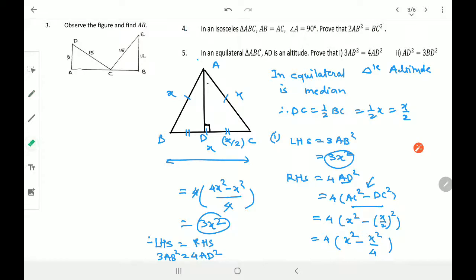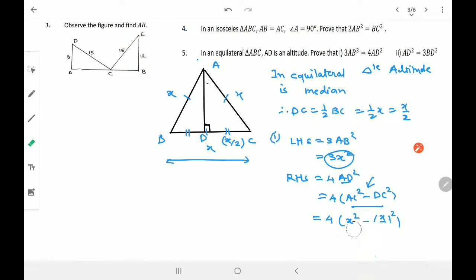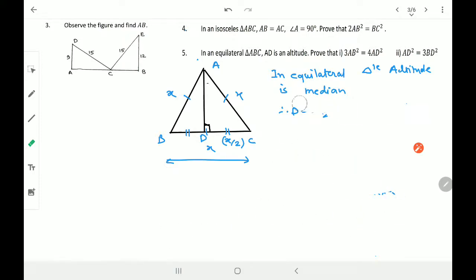Okay, so I'll just erase this. You can try it out. But ये बहुत important है, ये first point जो मैंने बताया. In an equilateral triangle, altitude is equals to median. Altitude and median are both are same.